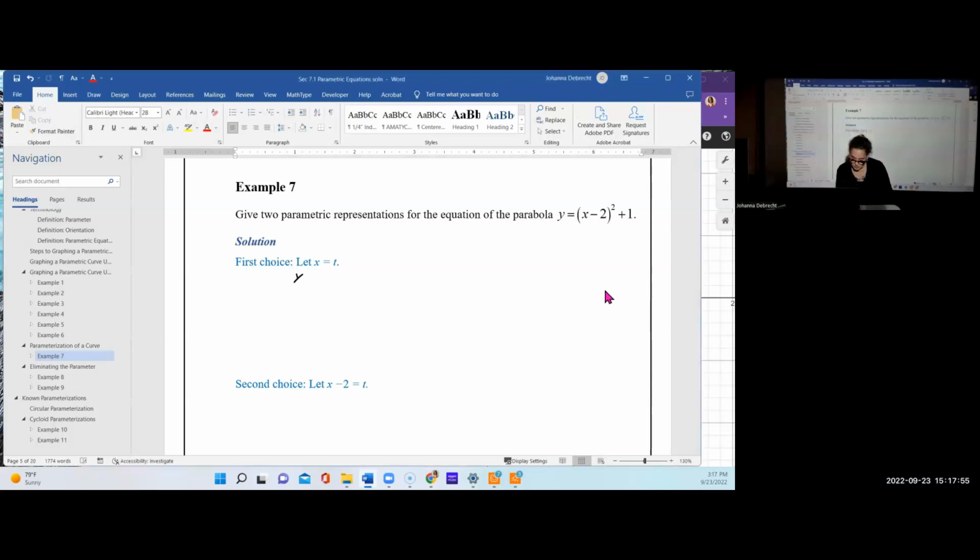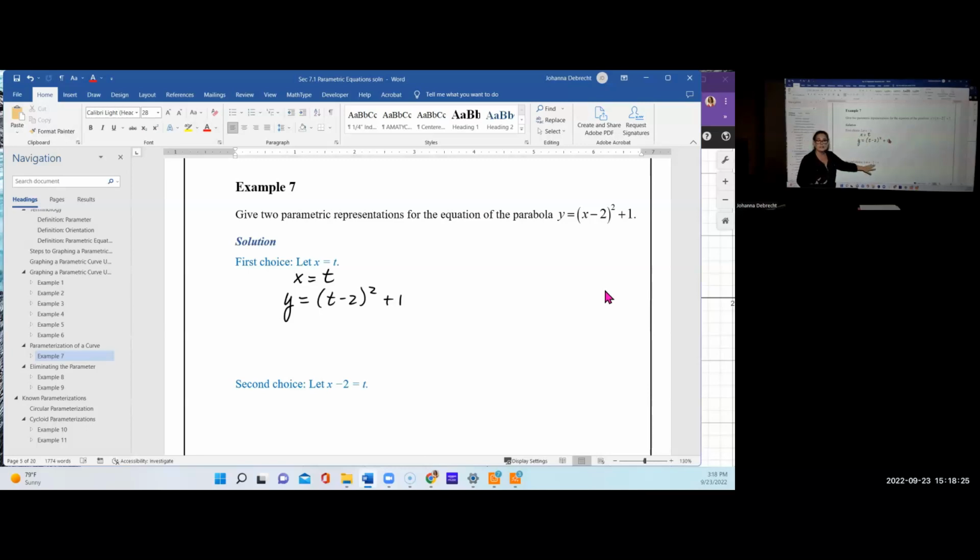In choice number 1, we're going to let x equal t, and that means that we can rewrite our second equation as (t minus 2) squared plus 1. So this makes both x and y functions of t. So now we have a parametric set of equations. I know that sounds almost too easy, but that is really all you have to do. That makes it very, very simple. Now, this gives us this set of parametric equations.